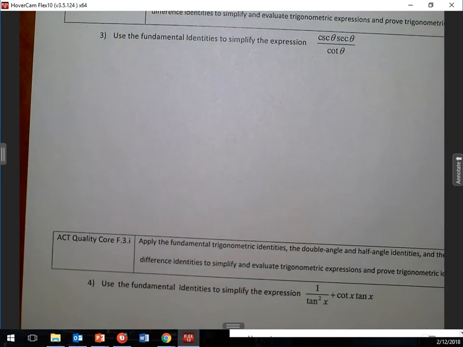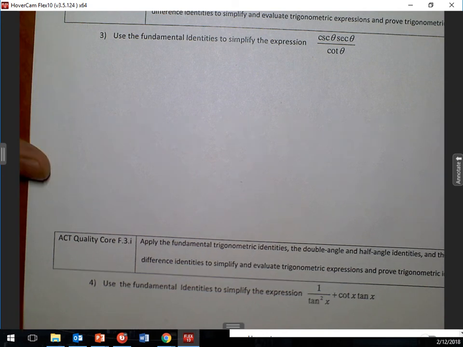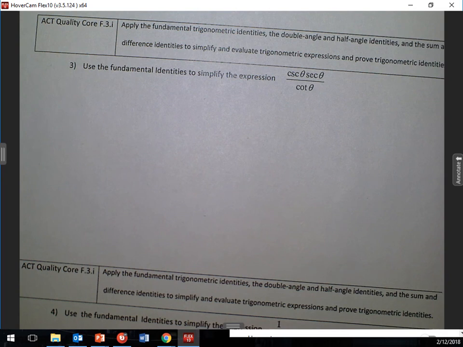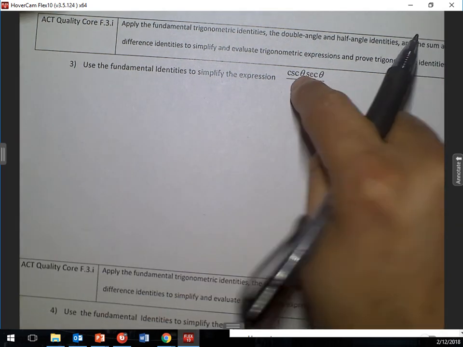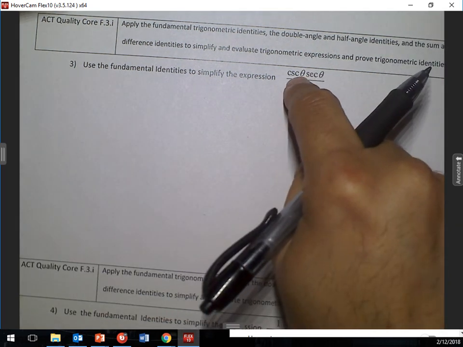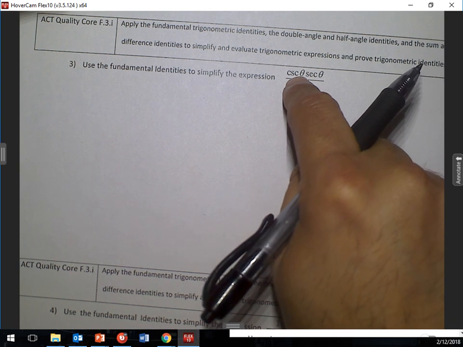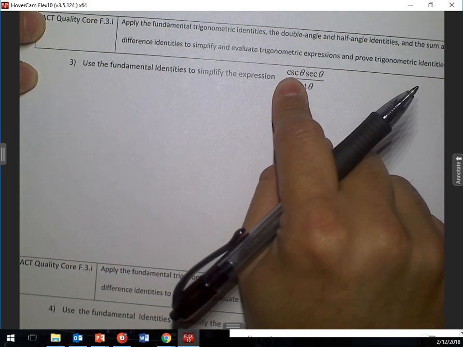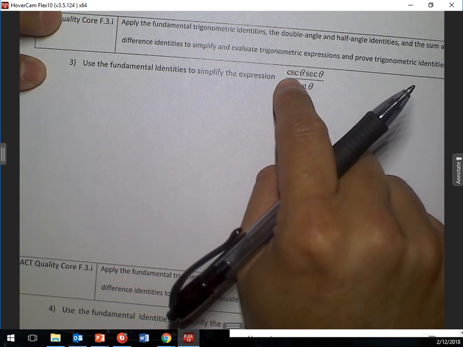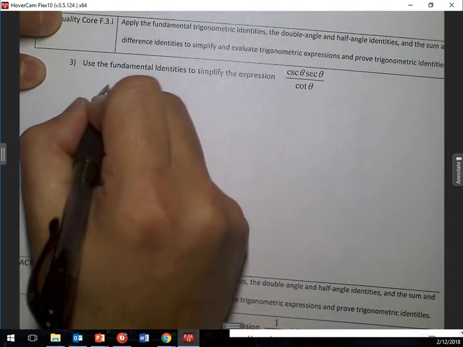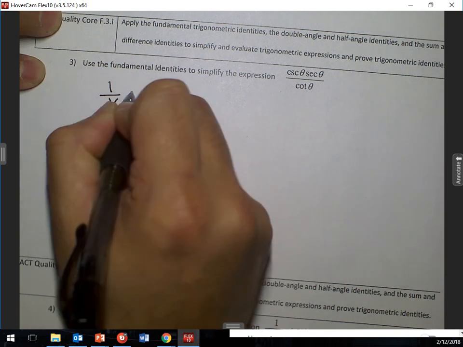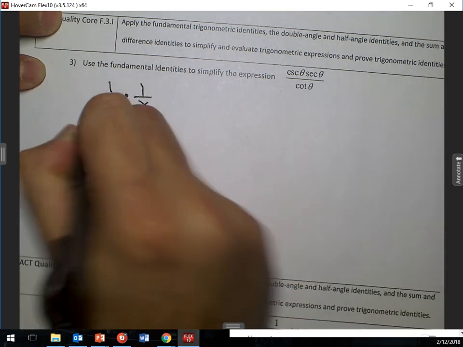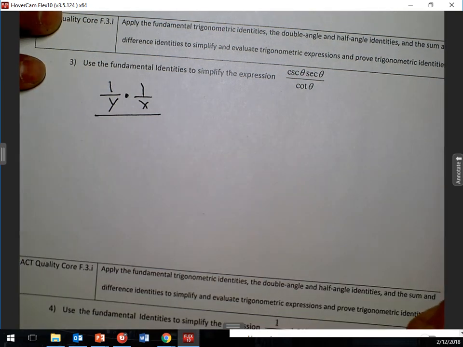So, number 3. Now, this is everyone's favorite from 5.2. Oh my god, I'm gonna kill you. So now, cosecant is the reciprocal of what? Sine, right? So if I'm going to translate this into algebra, I would rewrite this as 1 over y times secant, 1 over x, all over cotangent, which is x over y.